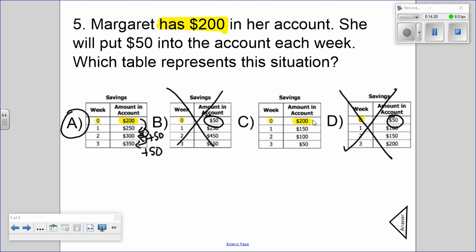If you look at choice C, well, $50 is used here, but look, the amount in her account went down. It looks like she took $50 out of her account here. That would be minus 50. So C would not be correct.